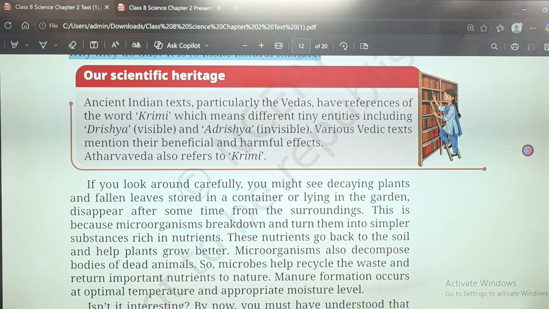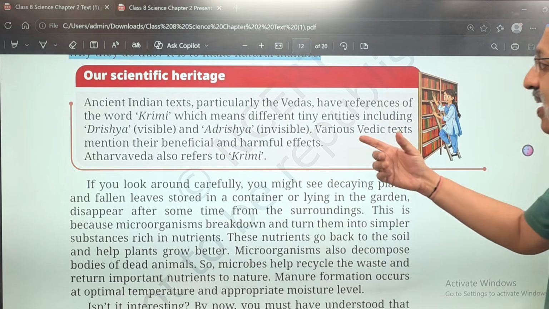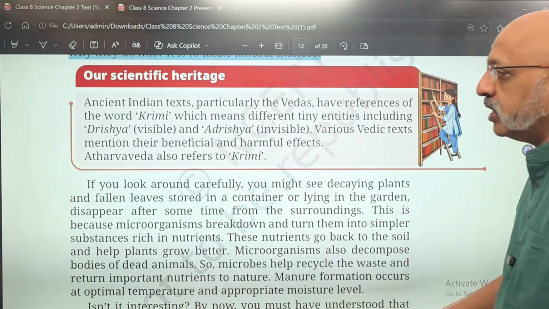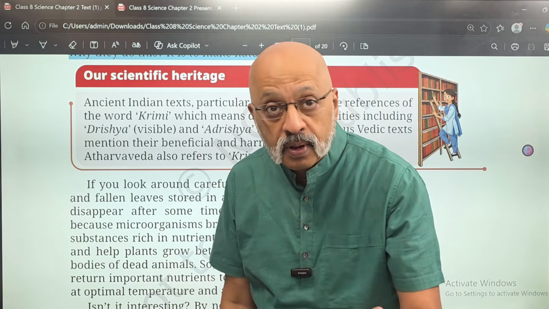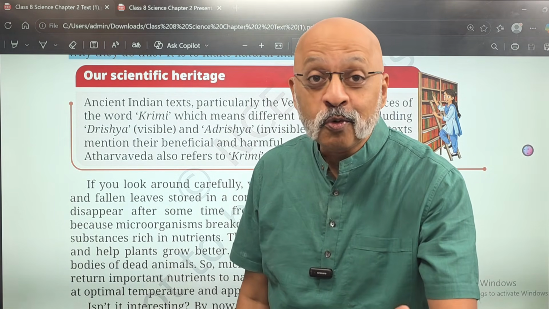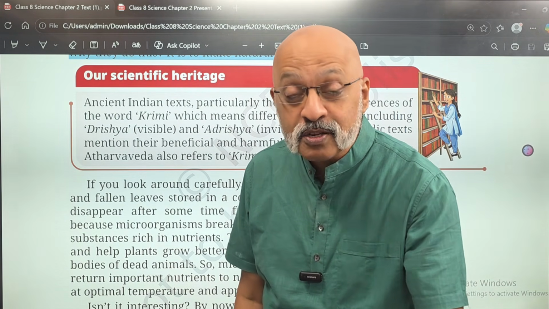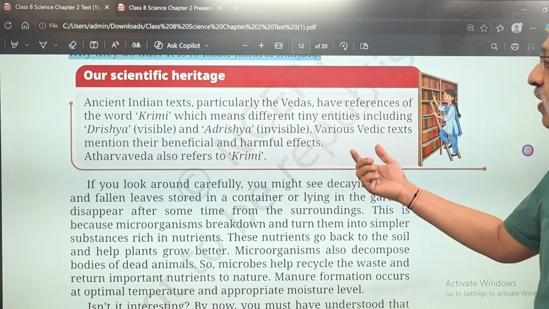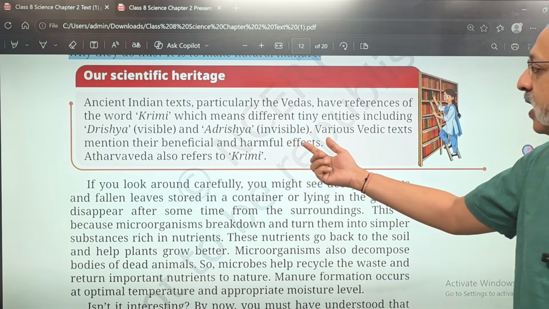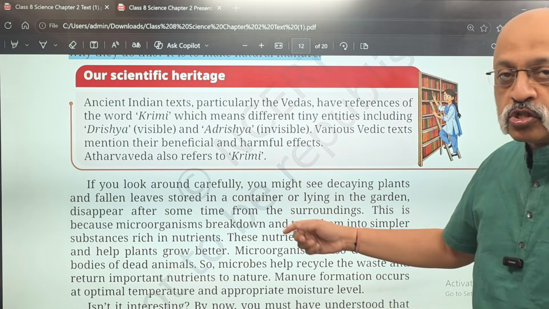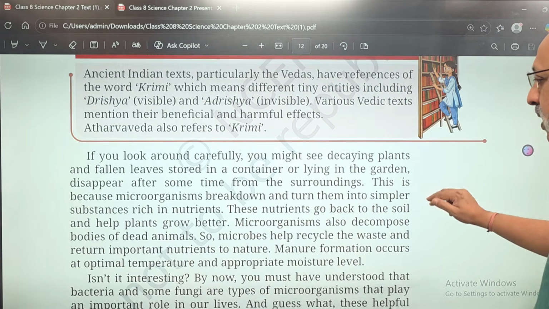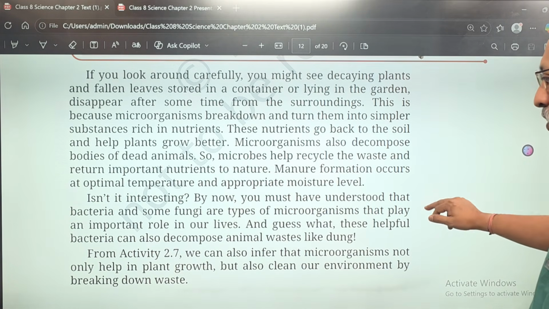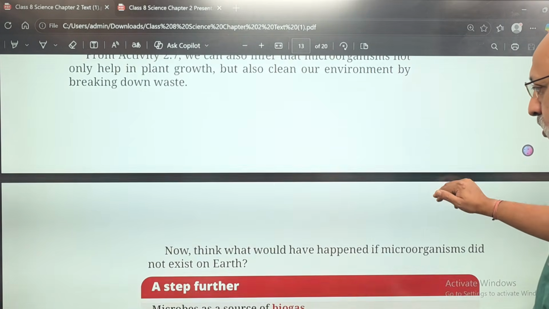Ancient Indian texts, particularly the Vedas, have references of the word krimi, which means different tiny entities, including drishya and adrishya. Drishya is something which is visible. You know the movie called Drishyam, right? What is visible. Adrishya is what is not visible. Various Vedic texts mention their beneficial and harmful effects. Atharvaveda also refers to krimi. Just a tiny information note. This is all interesting. This is all just about the activities.